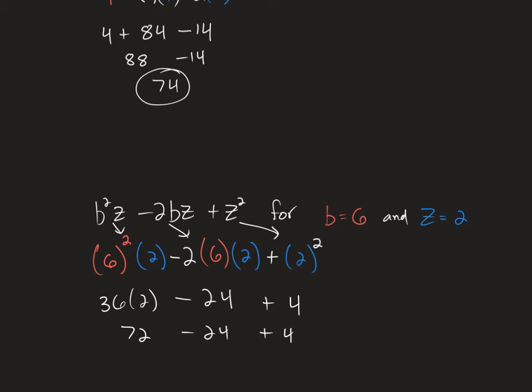And remember, we're going to do PEMDAS, so we've got to do addition or subtraction. And in this case, subtraction comes first, so we have to do that first. So 72 minus 24 is 48, plus 4 is 52. And that's our answer here.